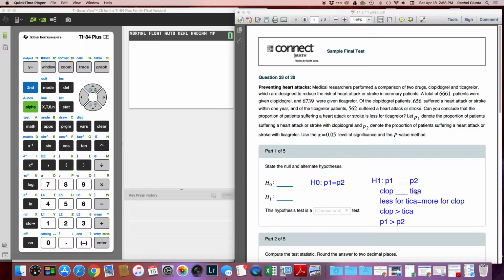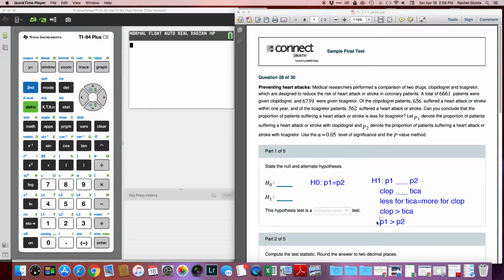And then go back to the can you conclude sentence. Can you conclude that it's less for TICA? And less for TICA means it's more for CLOP. So that means CLOP is greater than TICA. And then we sub back in the P1 and the P2. So that means P1 is greater than P2. And that's what your answer has to be for H1. And that makes it right-tailed.